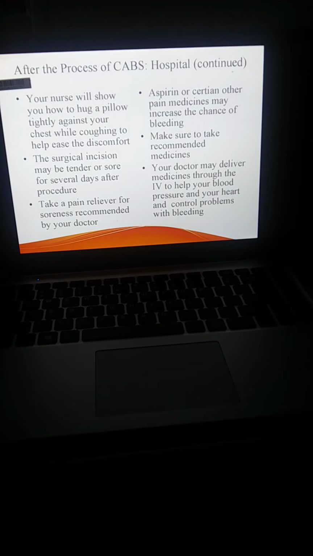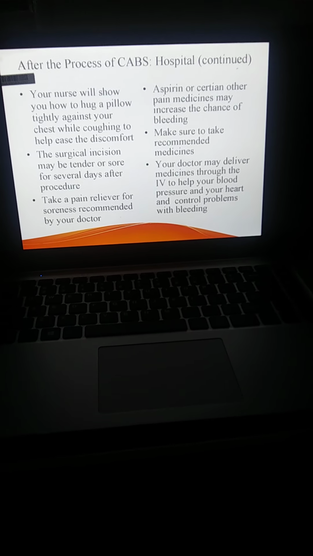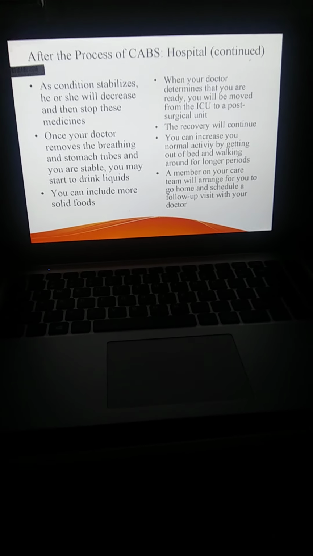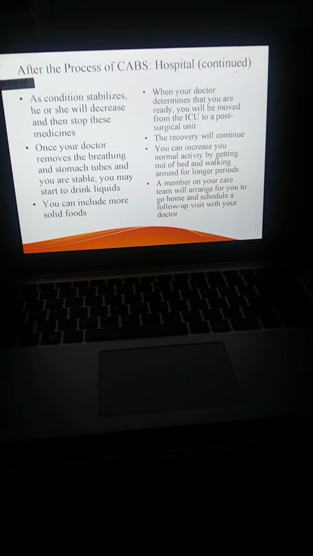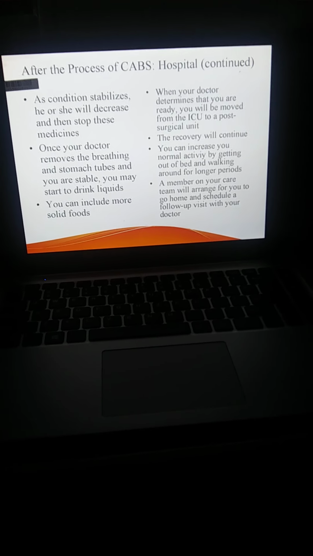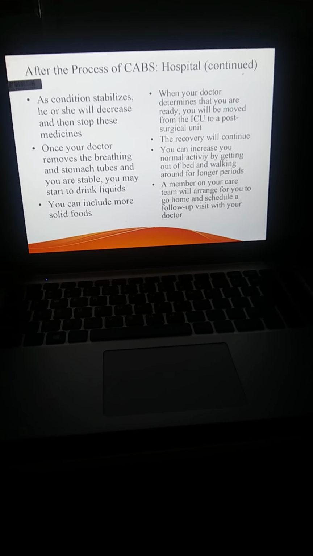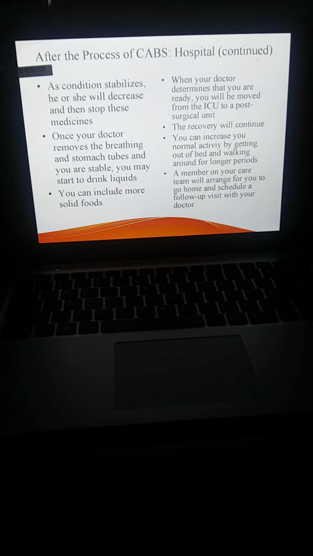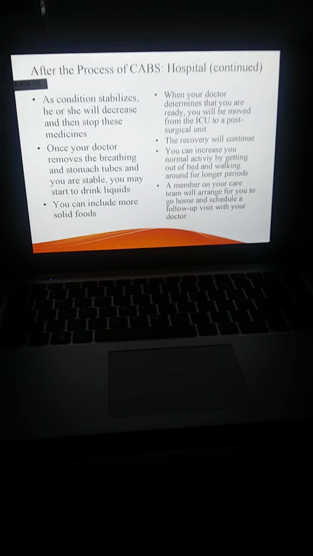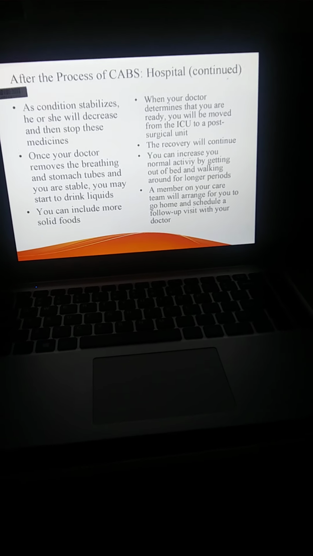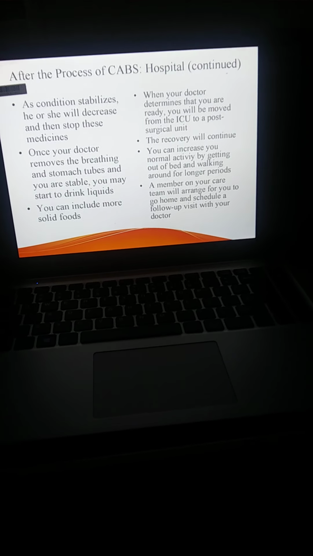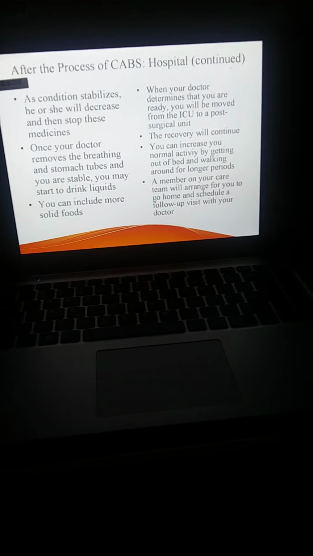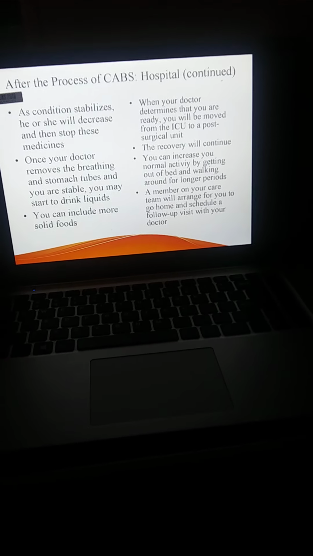Your doctor may deliver medicines through the IV to help your blood pressure and your heart and control problems with bleeding. As your condition stabilizes, he or she will decrease and then stop these medicines. Once your doctor removes the breathing and stomach tubes and you are stable, you may start to drink liquids and include more solid foods. When your doctor determines that you are ready, you will be moved from the ICU to a post-surgical unit. The recovery will continue.